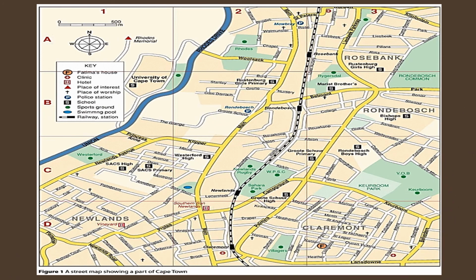To answer activity 1.3, you are going to use this map. It's just that on the previous slide, it's not so clear. Hence, I made this slide so that the map is clear enough for you to be able to answer the questions.